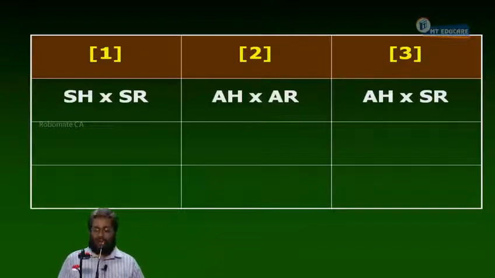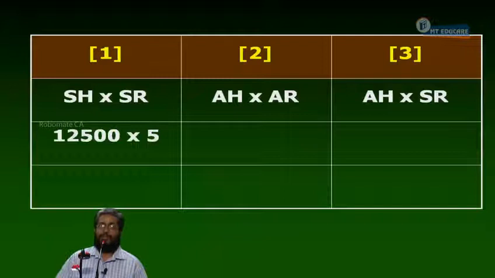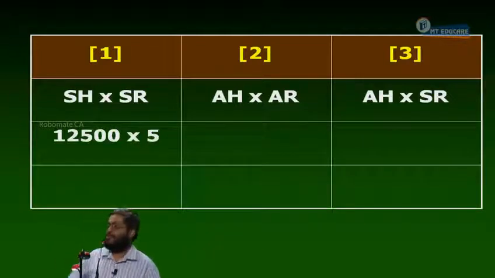Now all numbers are there. Please look at the first step you did and tell me what is SH. 12,500. What is AH? 14,000. Now we have SH as well as AH. Write down SH into SR: 12,500 hours into the standard rate per hour, 5 rupees.